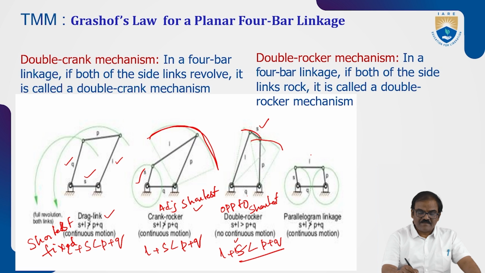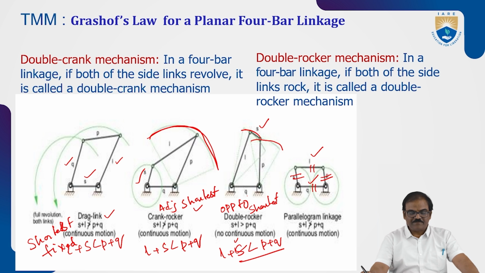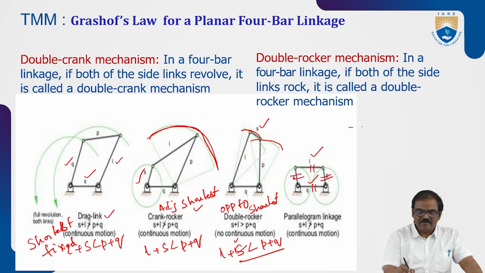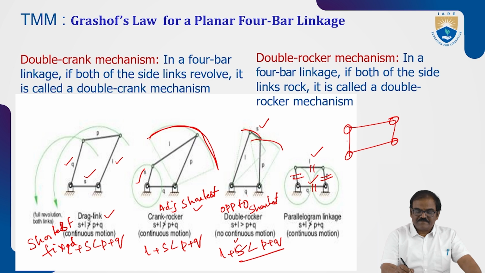In this case, the opposite links are equal. Here, this and this are equal. This and this are equal. And this we call the locomotive linkage or parallel linkage. In the earlier days, when steam engines were there, this locomotive linkage was being used. So, for example, if you look at it here, this is the locomotive. So, these are the cranks and they can make continuous revolution.